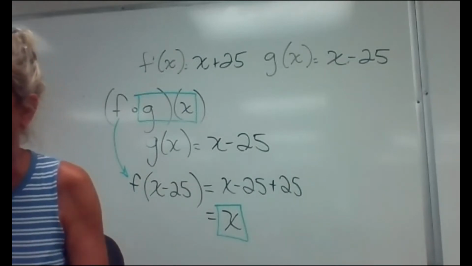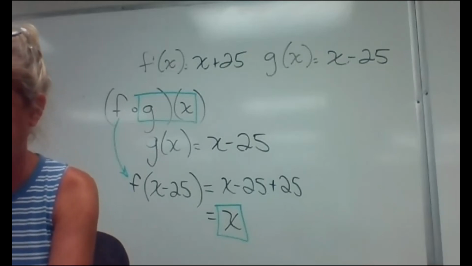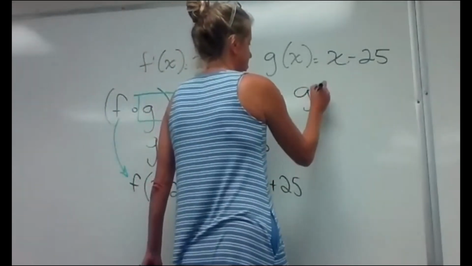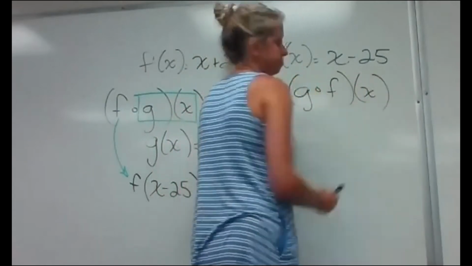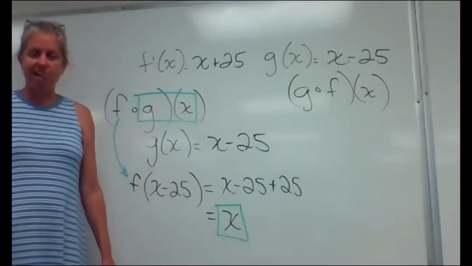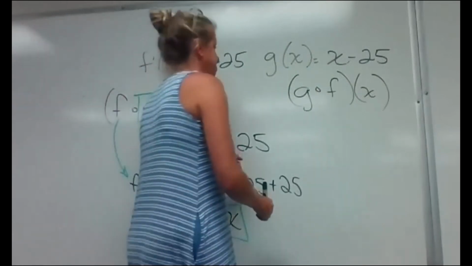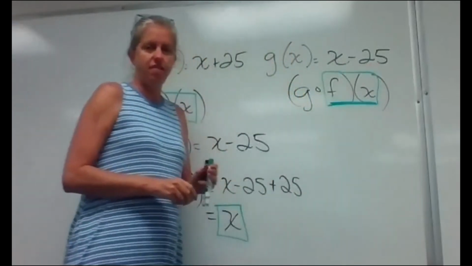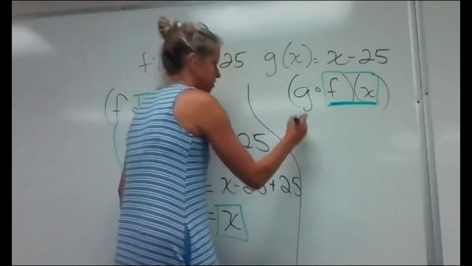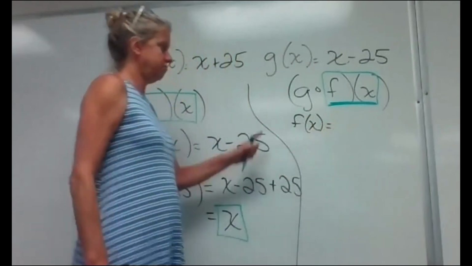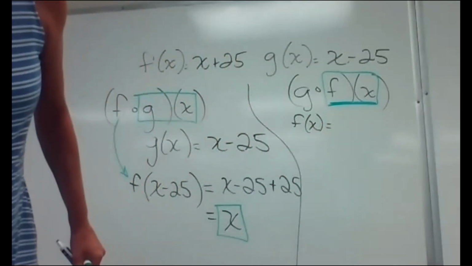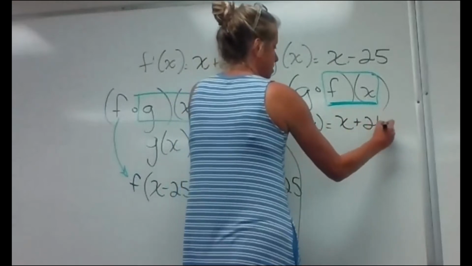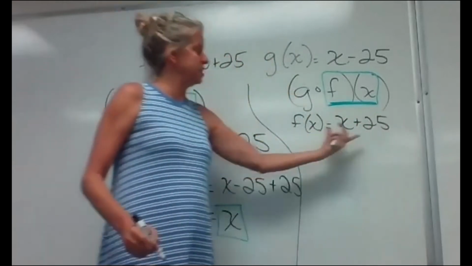The second part of this problem is the other way around. g of f of x. So I just flip-flop the f and the g. So this time I'm finding f of x first. And again, the problem actually tells me what f of x is. What is f of x? It's x plus 25. And again, that's as far as I can go with that, right? Because I can't put those together.